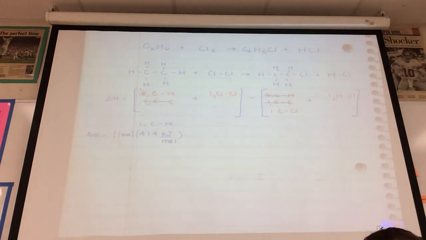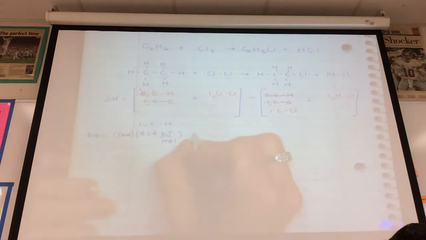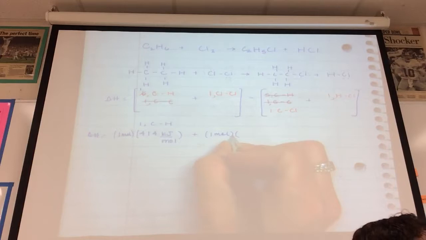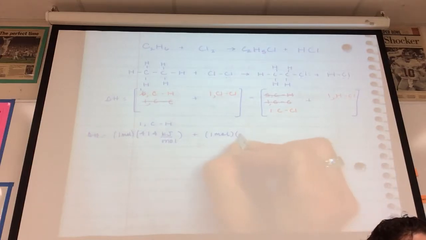So if we had a 2 in front of the C2H6, we would have 12 C to H bonds and 2 C to C bonds? Exactly. Then you have 1 mole here, and given in your notes is chlorine to chlorine is 243.